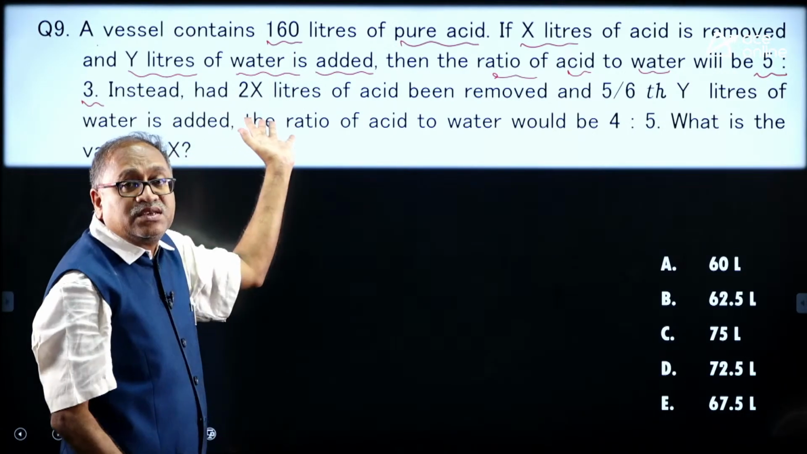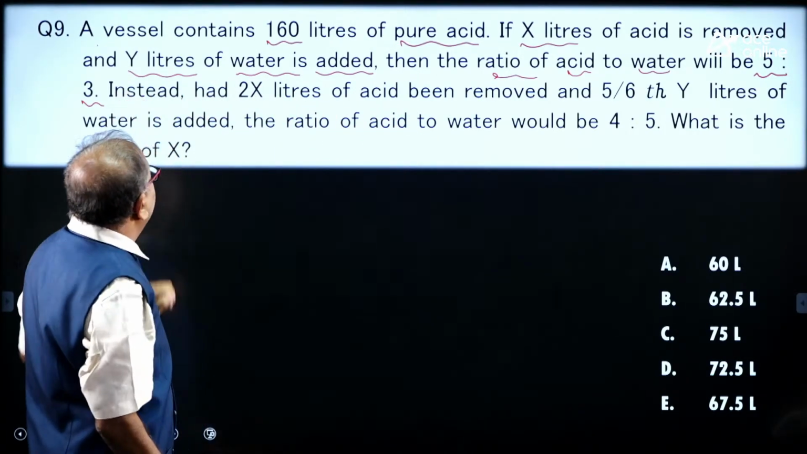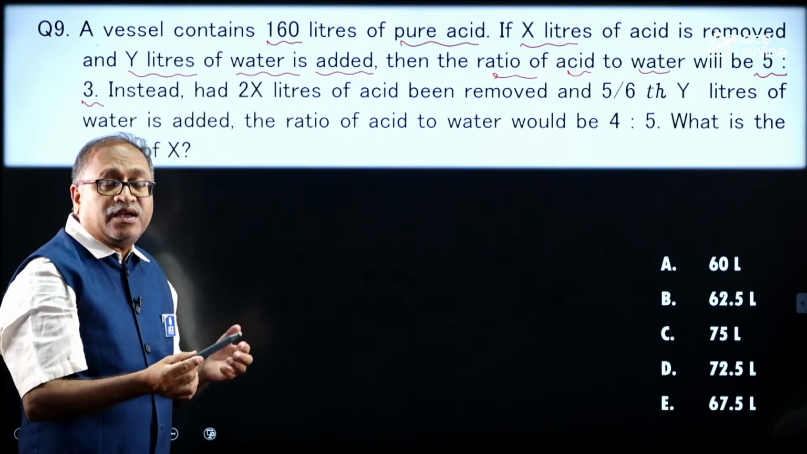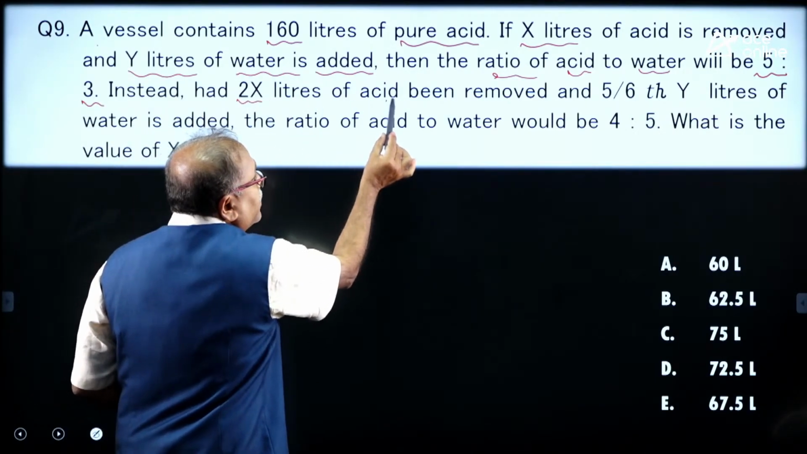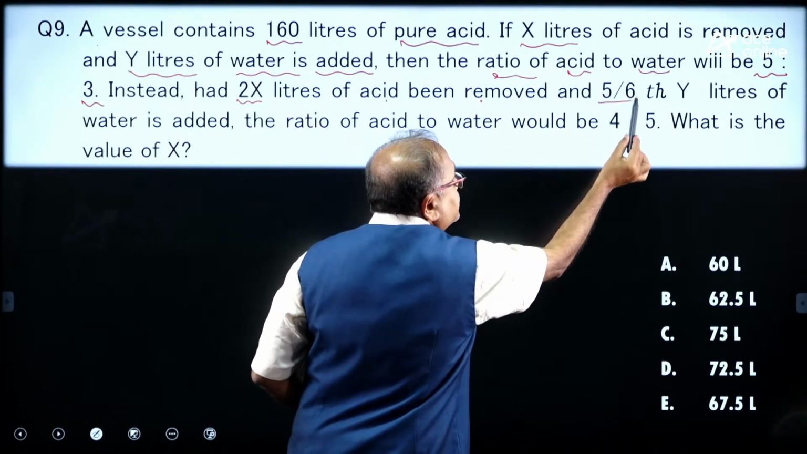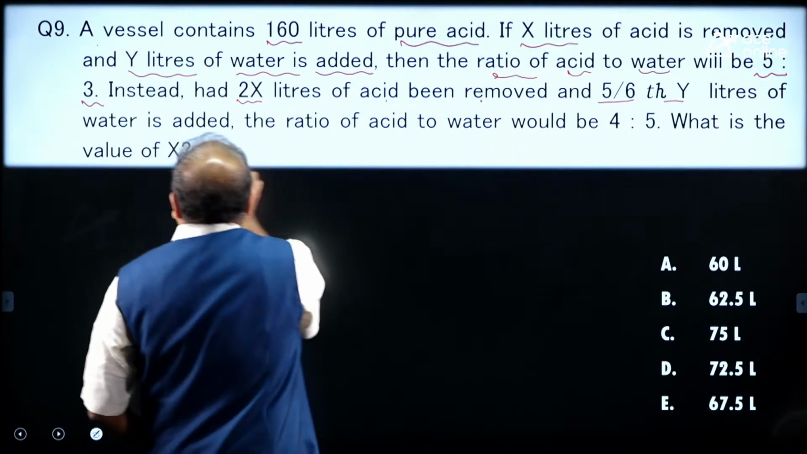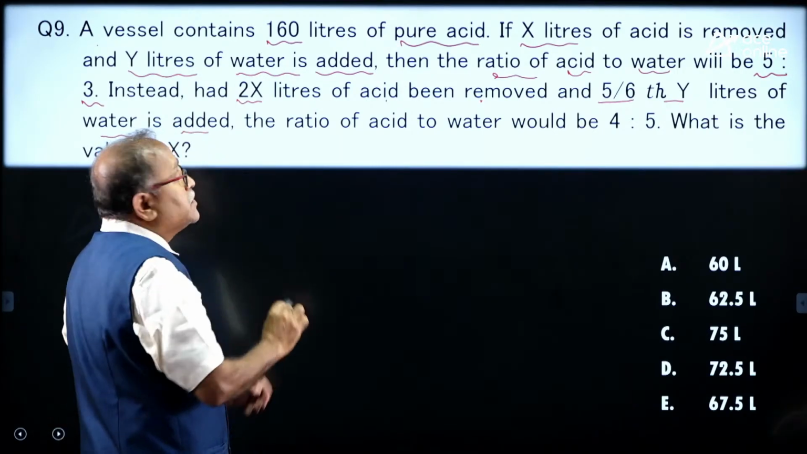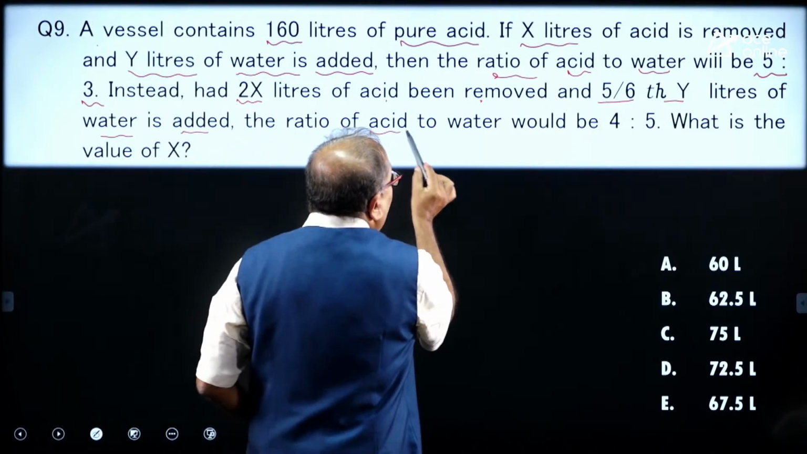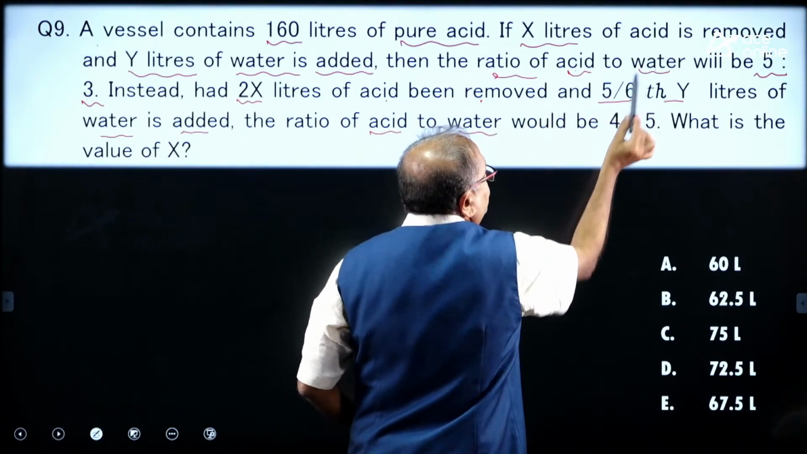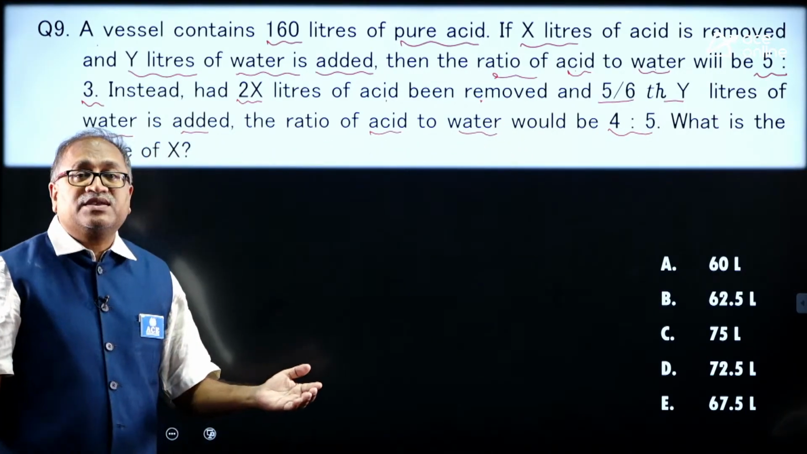After the x is taken out and the y liter of water is added, the ratio becomes 5:3. Instead, if 2x liter of acid is removed and 5y/6 liter of water is added instead of the first case, if they would have been done in this way, then the acid to water ratio, initially also acid to water, 4:5. What is the question? What is the value of x?